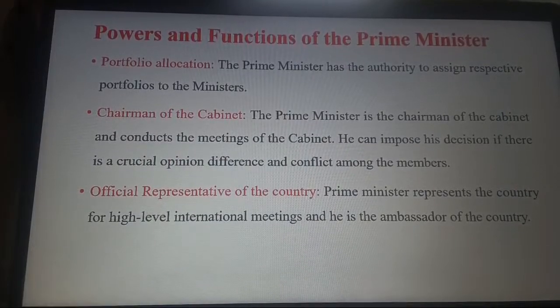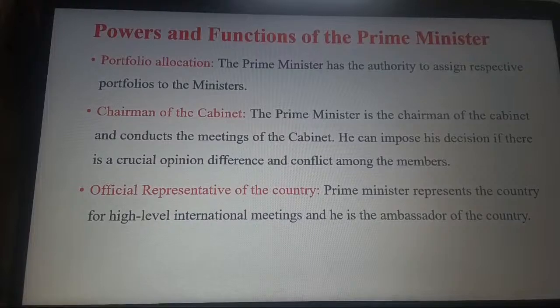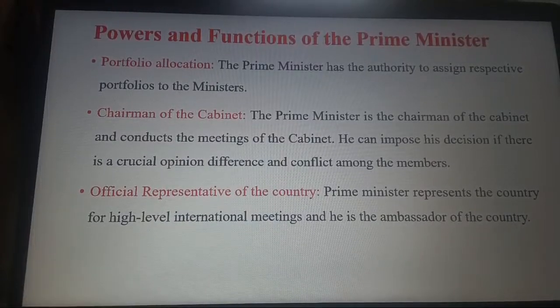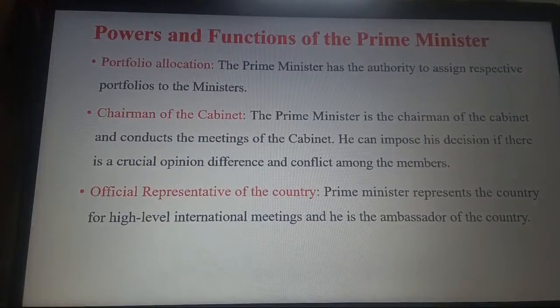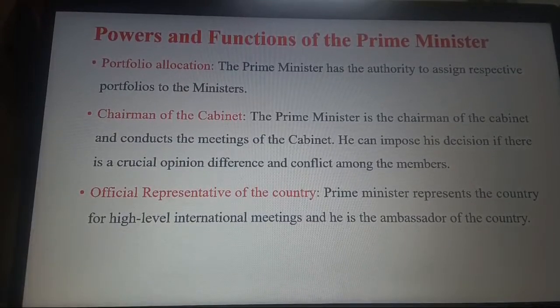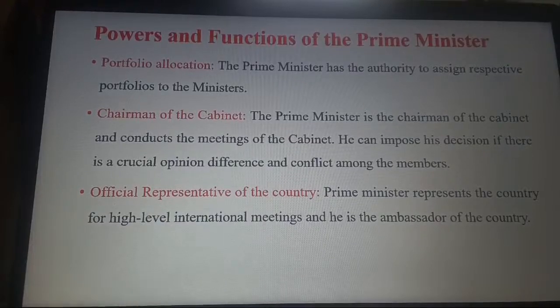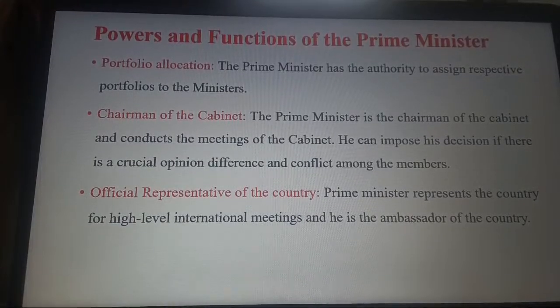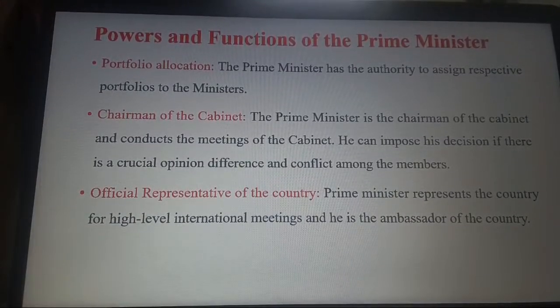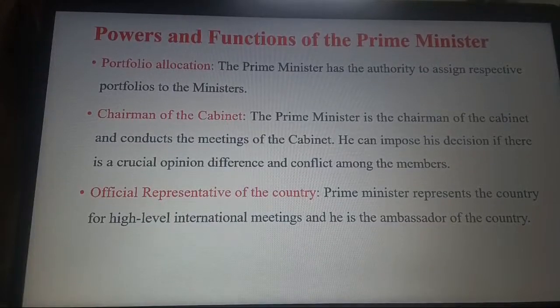Portfolio allocation. The Prime Minister has the authority to assign respective portfolios to the ministers. Chairman of the cabinet: the Prime Minister is the chairman of the cabinet and conducts the meeting of the cabinet. He can impose his decision if there is a crucial difference of opinion and conflict among the members.